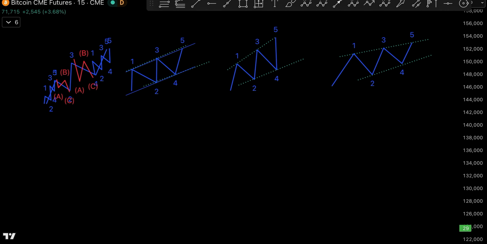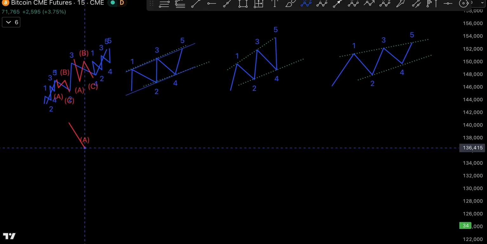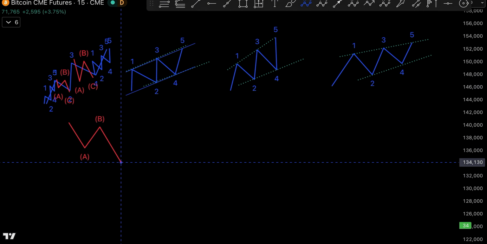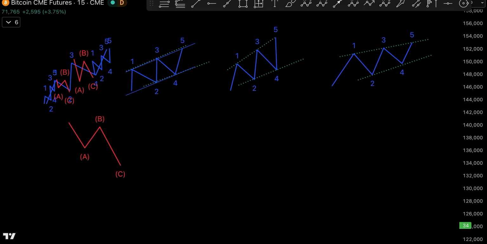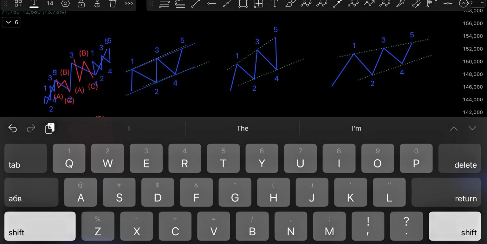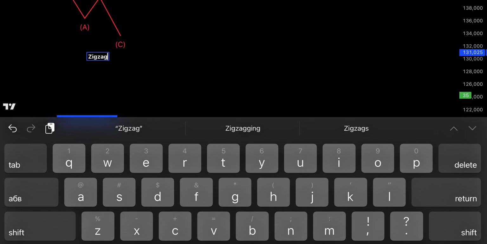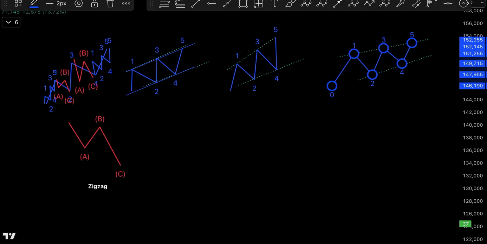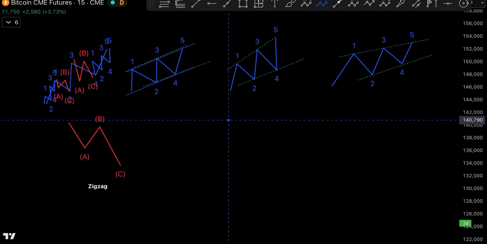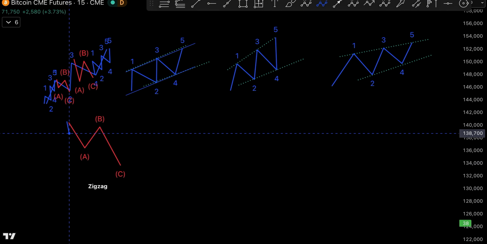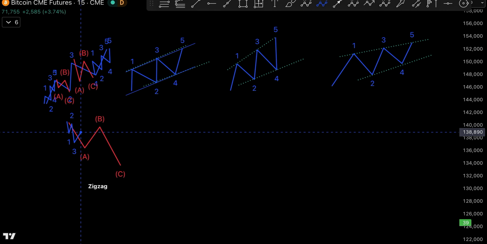So let's get into the corrective structures here. First we begin with an A, B, C. This is a normal corrective structure, which also contains sub waves like 5, 3, 5. And we can call this a zigzag. And this zigzag usually has 5 waves in the A, like 1, 2, 3, 4, 5.